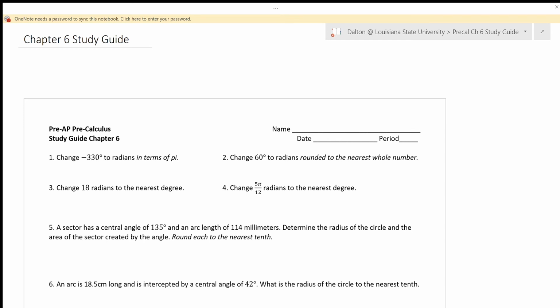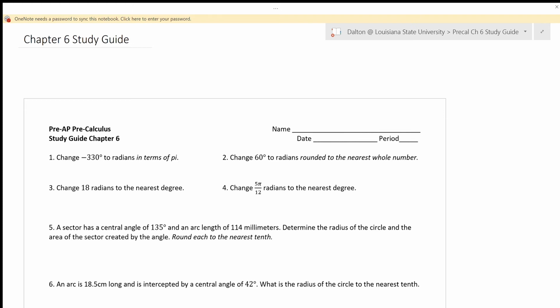Hello folks, this video goes through your Chapter 6 study guide, so feel free to skip around to the questions that you need to hear explanations for. So starting at the top, number 1 says change negative 330 degrees to radians in terms of pi.